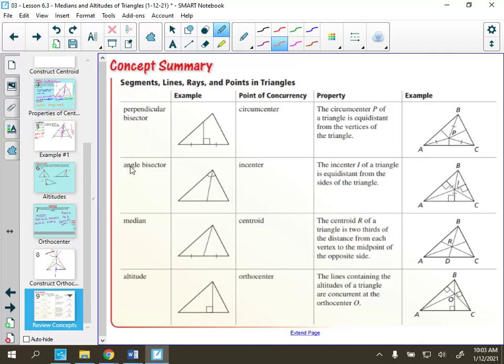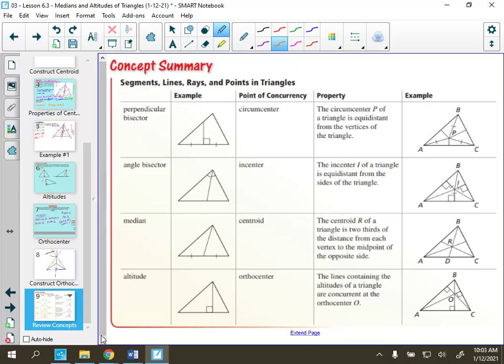Telling what lines or segments we have to draw to get them. So remember we talked about connecting. When I see perpendicular bisector, that connects to circumcenter. Angle bisector connects to in-center. Median to centroid, and altitude to orthocenter. Those are our 2 new ones, but those are our connections.